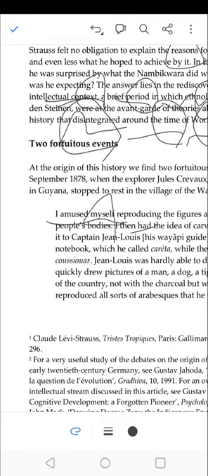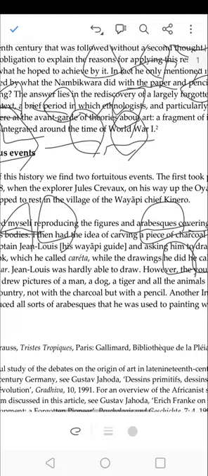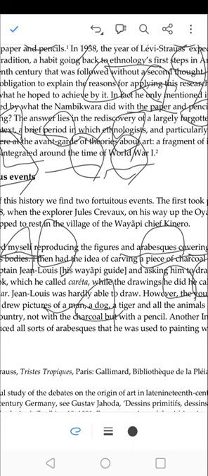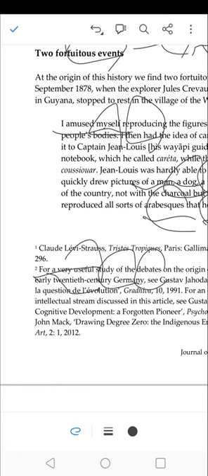I amused myself reproducing, and as Harabaracus pouring the village. He did caught of a man, a dog, a tiger, and all animals, Arabicus that he was used to painting for a very useful study of the debris. Debate.